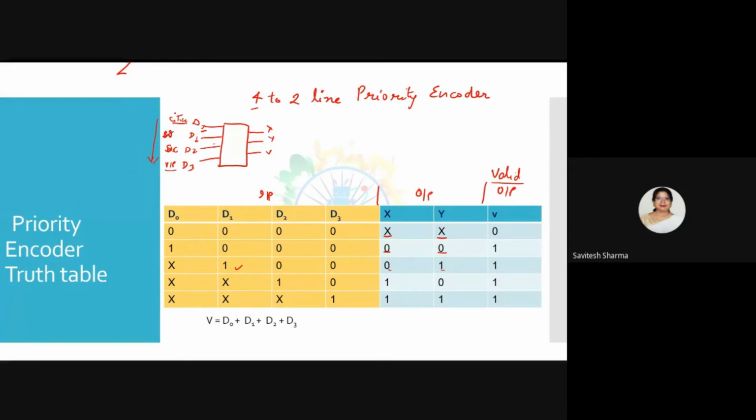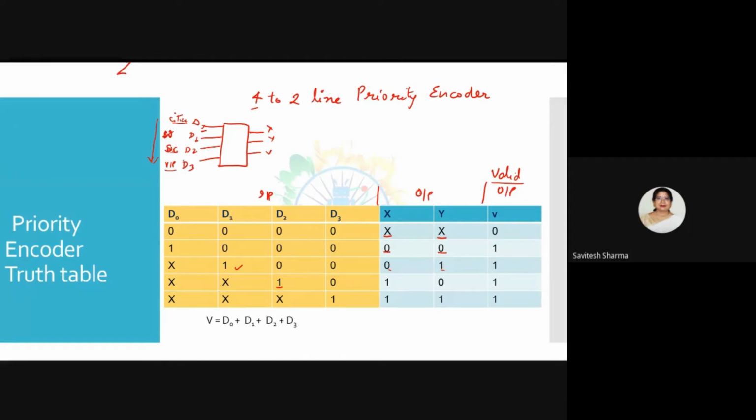Next, suppose a senior citizen is there and VIP is not there. If a senior citizen is there, it can ignore citizen and woman. So if a senior citizen is available, meaning D2 is high, and a citizen or woman is there, it will not take care. I am taking those as don't care, and then I am generating 1 0, meaning 2.